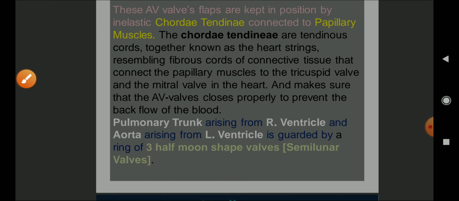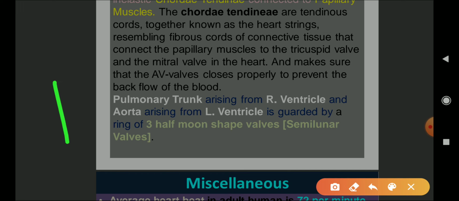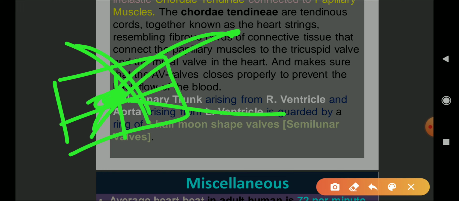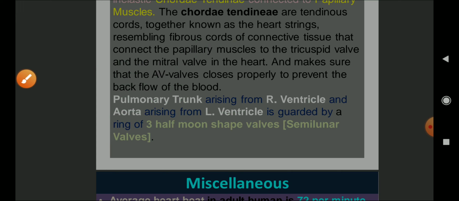Okay, let us move. Pulmonary trunk arising from the right ventricle and aorta arising from the left ventricle are guarded by a ring of 3 moon shaped valves, that is semilunar valves. So here I am drawing a diagram. Pulmonary trunk arises here, it has a valve, the semilunar valve, and here the aorta arises from the left ventricle. This is left ventricle, this is right ventricle. So from right ventricle there is a valve in the pulmonary trunk known as semilunar valve. Left ventricle giving rise to the aorta has a valve known as semilunar valve. They are the 3 half moon shaped valves.